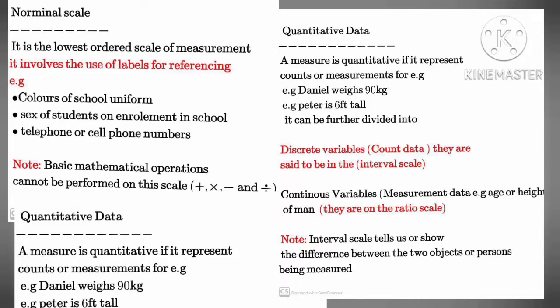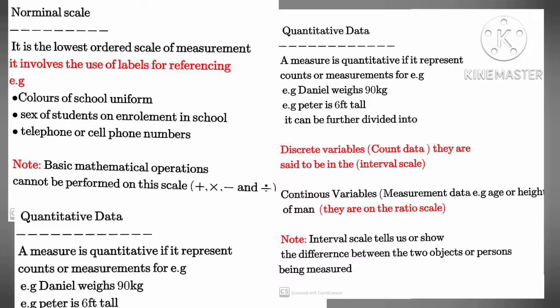So we move to the interval. Interval scale tells us the difference between two objects or person. So we'll check the difference. I'll bring a table now. Then you check the difference between this type of data. Then you read through for nominal scale, ordinal scale, interval scale, and ratio scale.